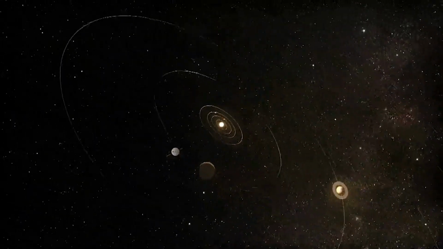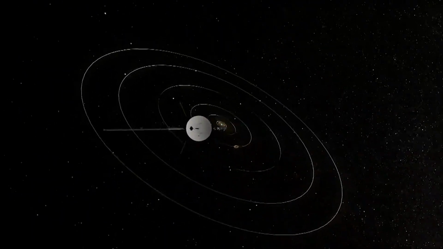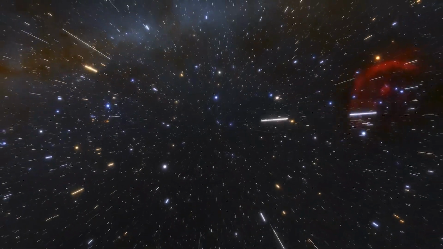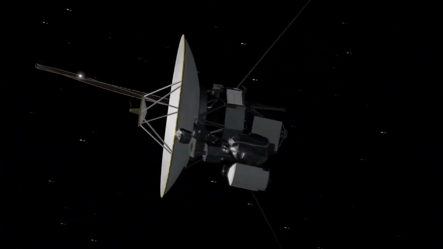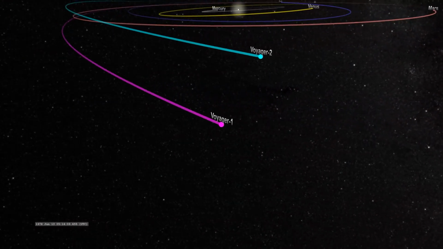So, when will we finally lose contact with these amazing spacecraft? What are we going to do until then? And what will become of their life after they cut ties with home?